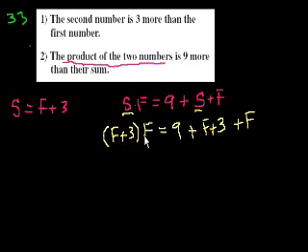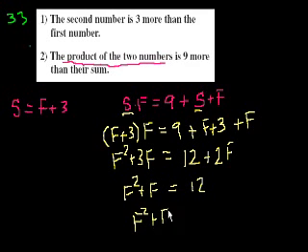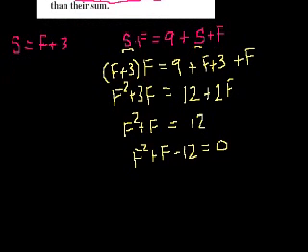See if we can simplify this. F times F is F squared plus 3F is equal to 9 plus 3 is 12 plus 2F. Let's see, subtract 2F from both sides, you get F squared plus F is equal to 12. Subtract 12, you get F squared plus F minus 12 is equal to 0. And this one looks factorable. I don't have to take out the quadratic equation.